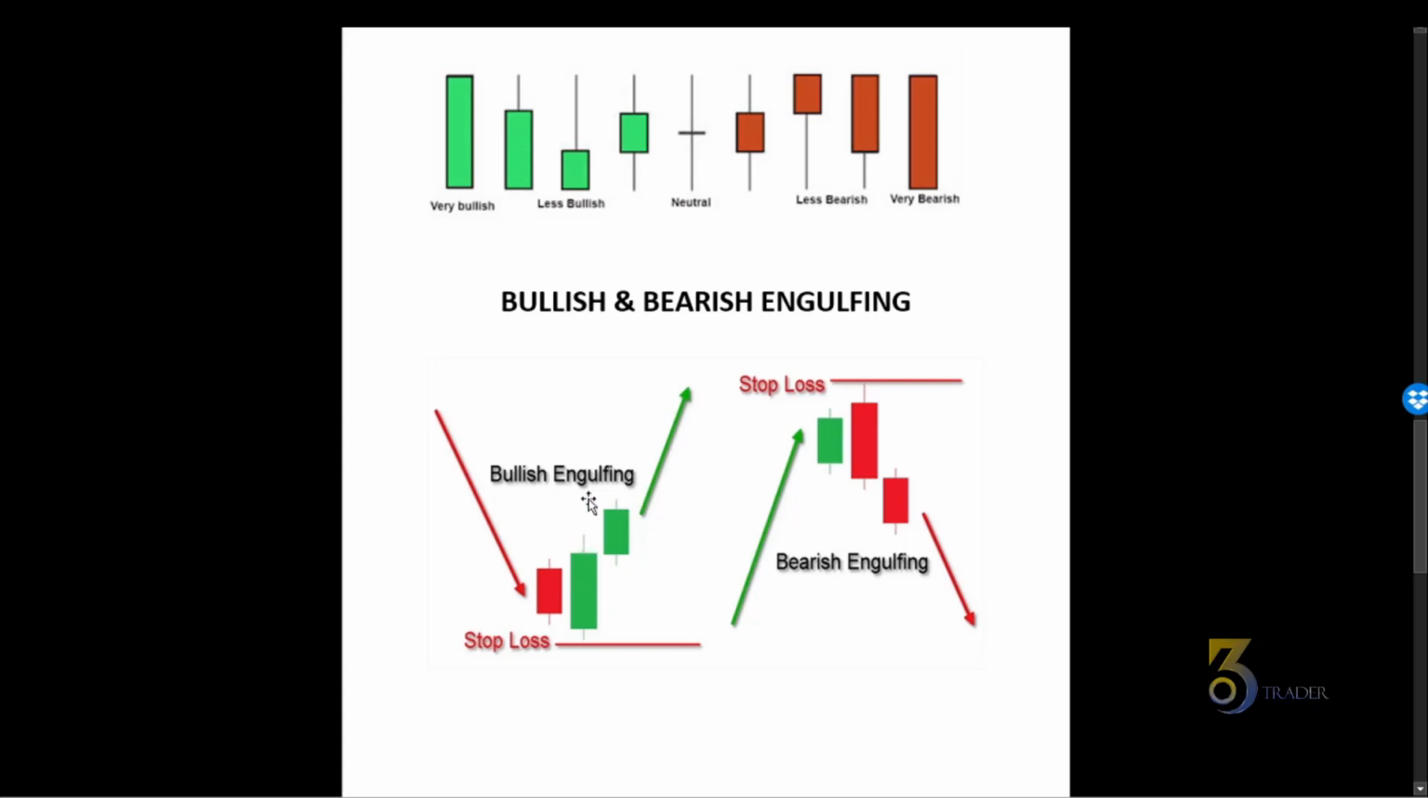I don't like there to be long wicks on my engulfing candle as well. I like for it to be pretty sturdy, just like this. These work the best as reversals or out of consolidation. These patterns work best on reversals. Like I told you, price is coming down, then it shows it's reversing. Price is coming up, then it shows it's reversing. Or as a signal that it's coming out of a consolidation. Love it. So that's engulfing.